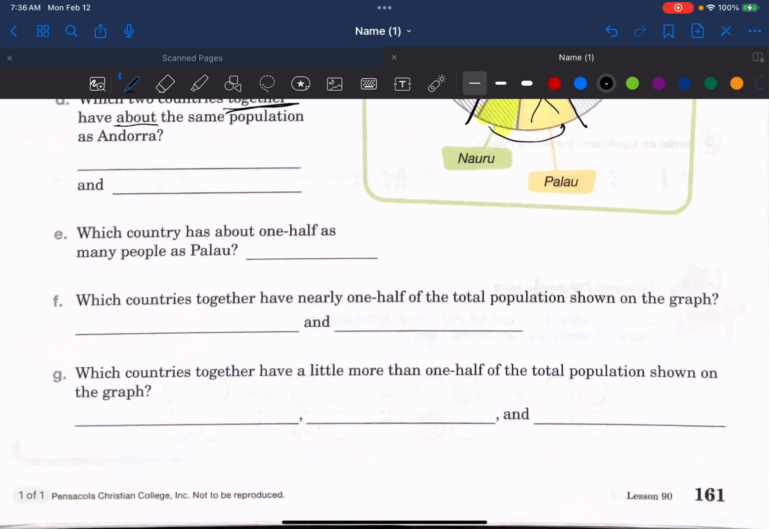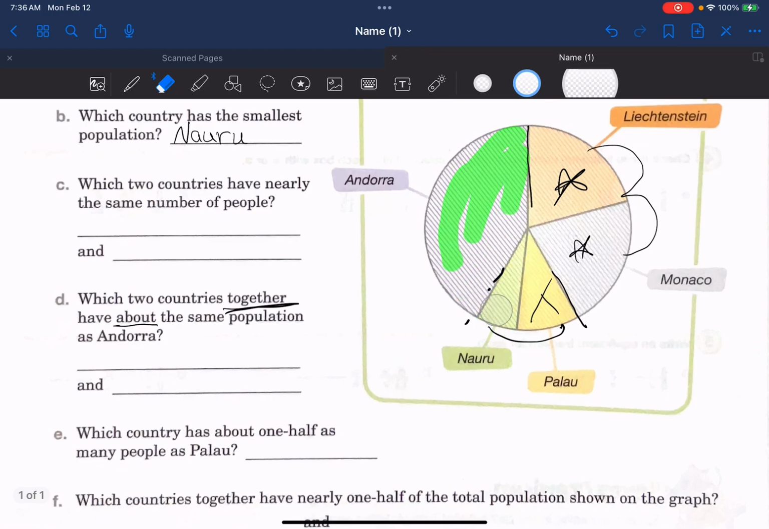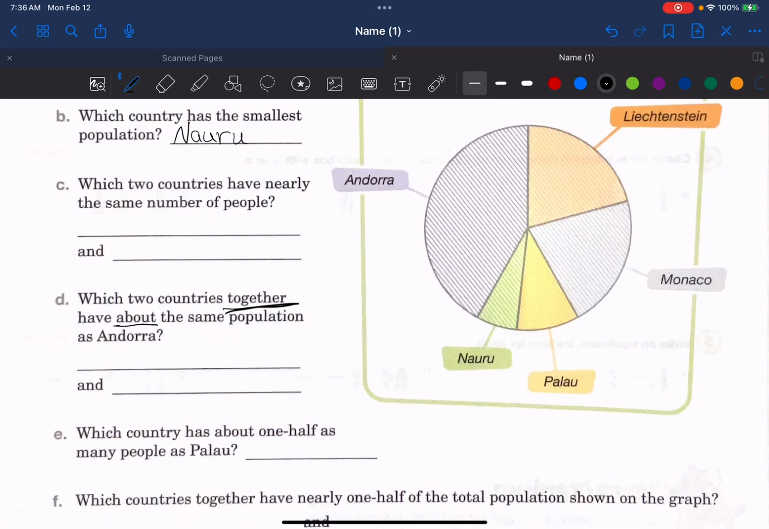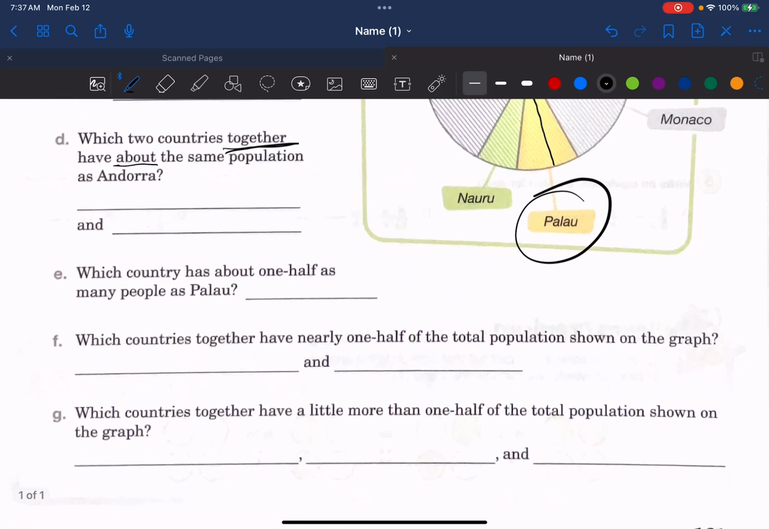Next one says, which country has about 1/2 as many as Palau? Okay, so let me erase all my markings here. Okay, so if I'm looking at Palau, which one has about half of that? Well, that one's a pretty small one, and half means less. Like here would be half of it. And so there's only one that is even smaller than it. So Nauru would be half the size of Palau.